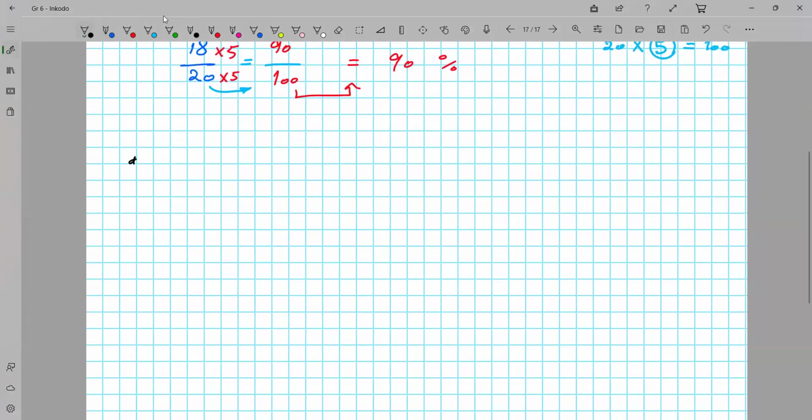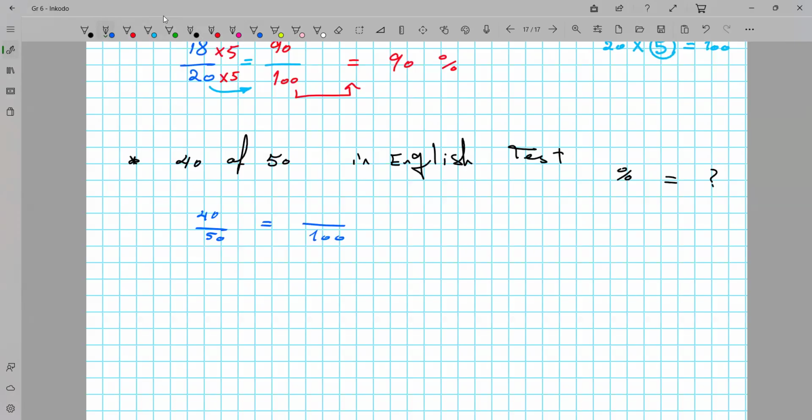So if I have a different question, like someone got 40 out of 50 in the English test, then what is his percent? Equals what? So he got 40 out of 50. So I want to know the percent. So I have to convert the denominator to be 100. Let's multiply by 2 up and down, because 50 times 2 equals 100.